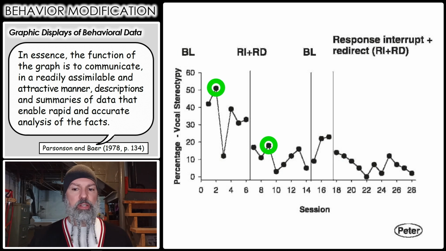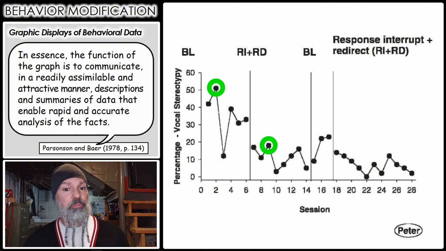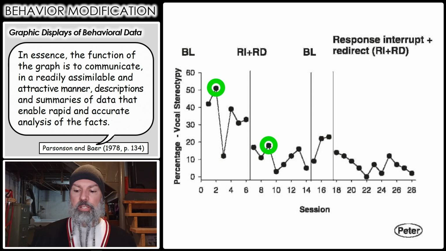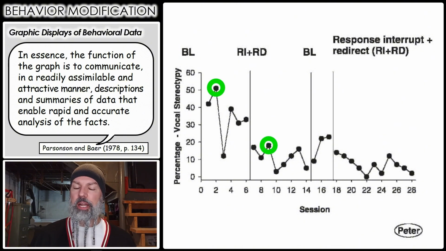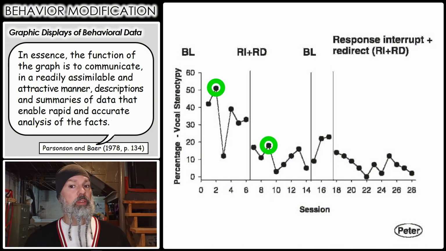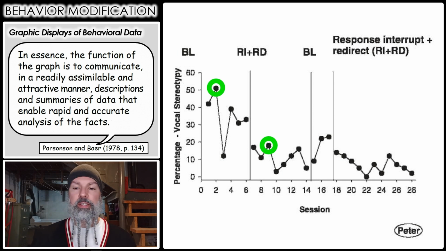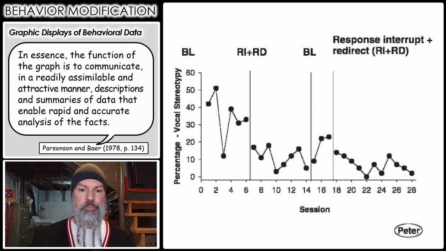It tells us the measure of that behavior, but then also it tells us the time and the condition that that behavior occurred in. Because we know that that first data point occurred in the baseline phase, because that's where it's located on the session x-axis. And we know that that second data point that I'm highlighting occurred in the treatment phase, that response interrupt and redirect phase. So data points tell us the measure of a target behavior, how much of that target behavior is occurring, and then it also tells us when that measurement is occurring.